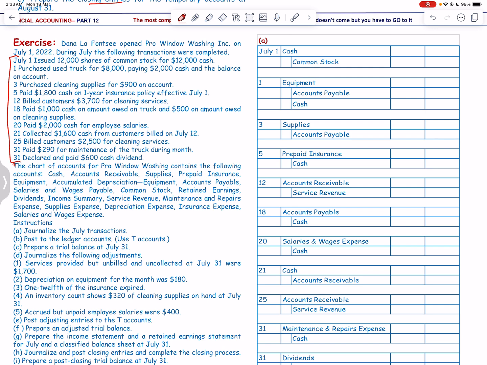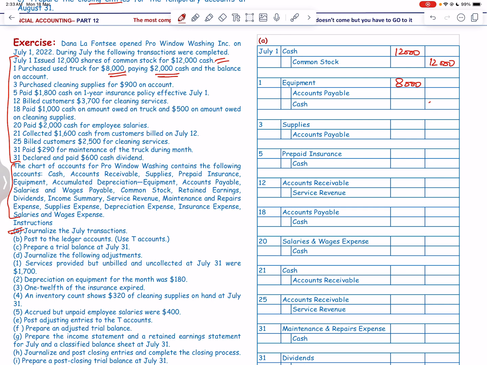So the first transaction, you can see, issued 12,000 shares of common stock for 12,000 cash. So cash is debited by 12,000, and common stock is credited by 12,000. Then they have purchased a truck for 8,000. So equipment is debited by 8,000, and we are paying cash 2,000. So cash is credited by 2,000, and the balance is accounts payable.